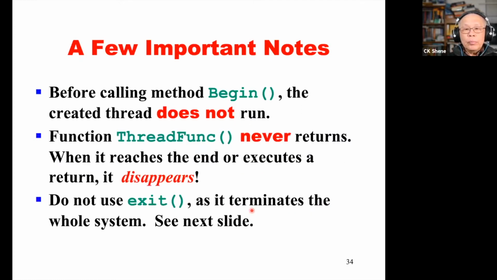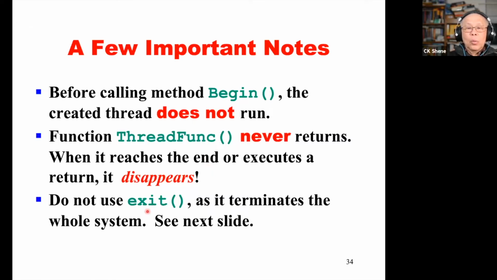So here are some notes. Before calling method begin, you have to create that thread. Even though you have created that thread, it does not run before you call begin. To run it, you have to call begin. The second one tells you that threadfunc never returns. When threadfunc reaches the end or executes a return, it disappears from the system. So you have no way to predict when it returns in order to get the return value.